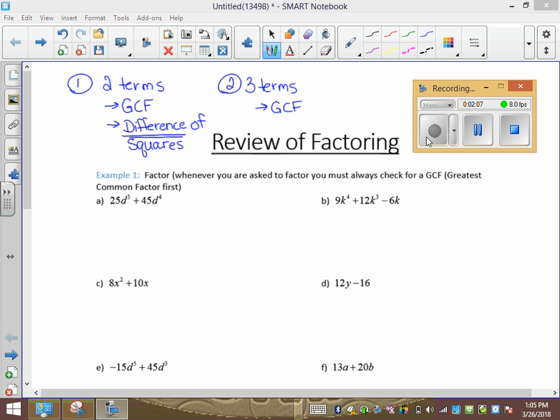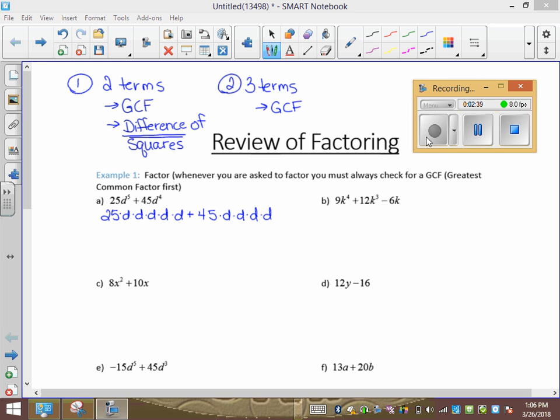5d to the 4. Now, if you're someone who's never understood GCFs and you're like, I have no idea, I just guessed. This really is just 25 times d times d times d times d times d, plus 45 times d times d times d times d. So what was the common amount of d's you could take out of both? 4. You always take out the smallest amount because it's the common amount.